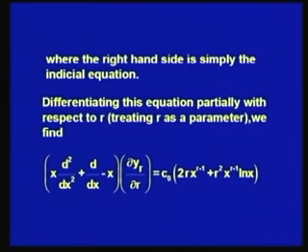Now differentiating this equation partially with respect to r, let us treat r as a parameter. We shall have x into d square over dx square plus d over dx minus x, operating on delta y_r over delta r, equal to C naught into 2r x to the power r minus 1 plus r square into x to the power r minus 1 into ln x.